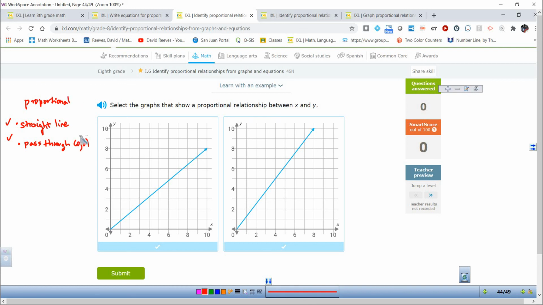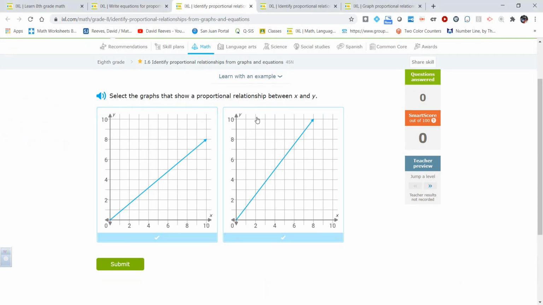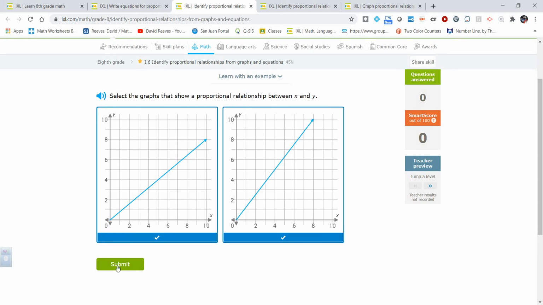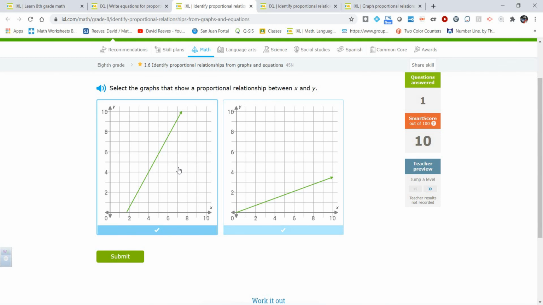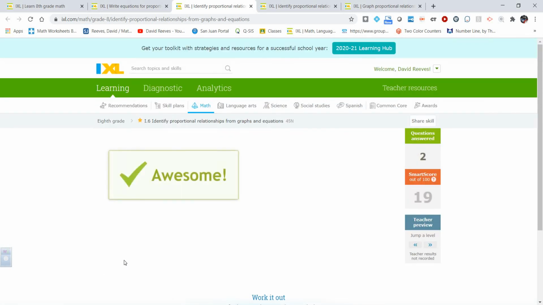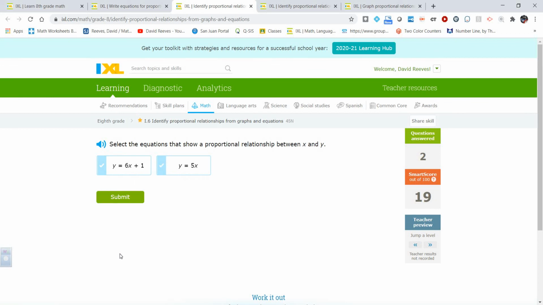If it meets one of the 2, it is not proportional. Obviously, if it meets neither of them, it is not proportional. So select a graph that shows proportional relationship. Is that a straight line that goes through 0, 0? Yes. Is that a straight line that goes through 0, 0? So it is yes. Okay, these are both straight lines, right? But this one does not go through 0, 0, so I'm not going to select that one. I'm going to select this one. So straight line, but not through the origin. Straight line and passes through the origin.